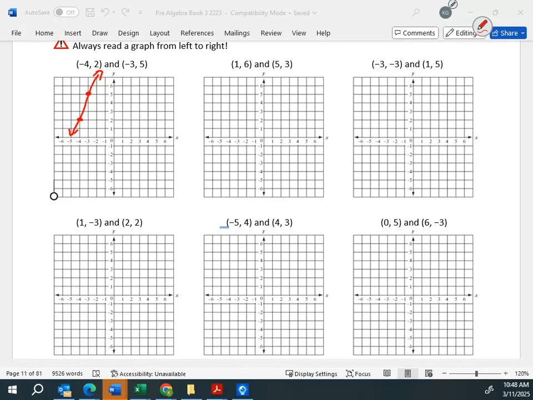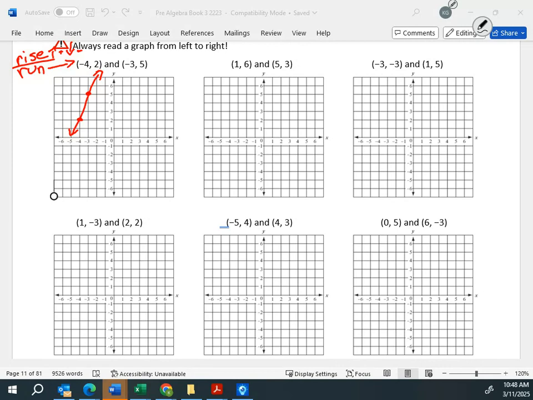Now, we want to remember to rise over run. So rise, if we're going up, it will be positive. If we go down, it will be negative. Our run always goes from left to right.